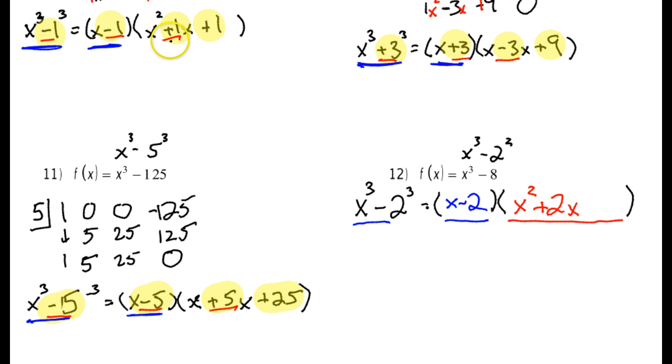This was negative, negative, went to positive 1. Positive, positive, went to negative 1. Negative 5, negative 5. This is positive 5, so negative 2, positive 2. And what about the last one? Yeah, plus 1, so we had negative 1, positive 1, positive 1. Positive 3, negative 3, positive 9, which is 3 squared, right? Negative 5, positive 25. So negative 2, positive 2, plus 4.